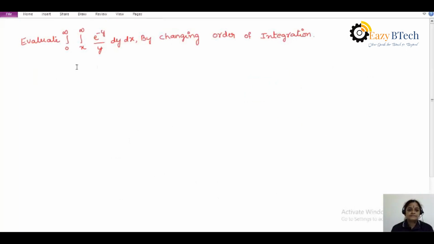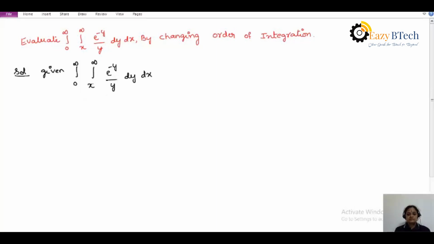The next question: evaluate the integral 0 to infinity, integral x to infinity, e power minus y by y dy dx, by changing the order of integration. At first, writing the given question. So given, integral 0 to infinity integral x to infinity e power minus y by y dy dx.